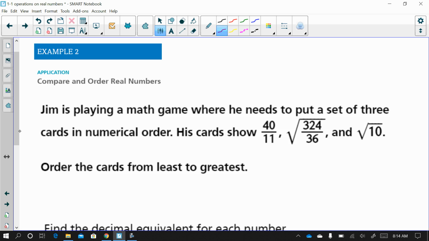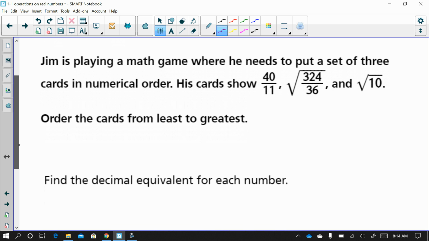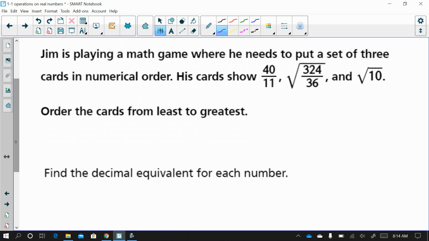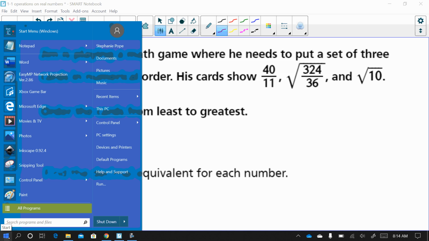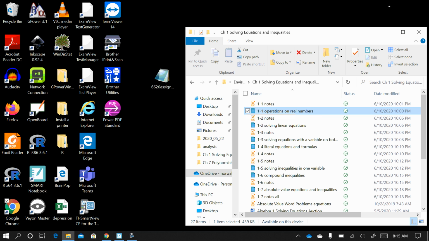Now, looking at these numbers, do you have any idea? I personally don't. When we have a problem like this, the best thing to do is to find the decimal equivalent for each number. So I'm going to go ahead and pull up my calculator here. I should have gotten it out before I started. Okay, calculator right here.